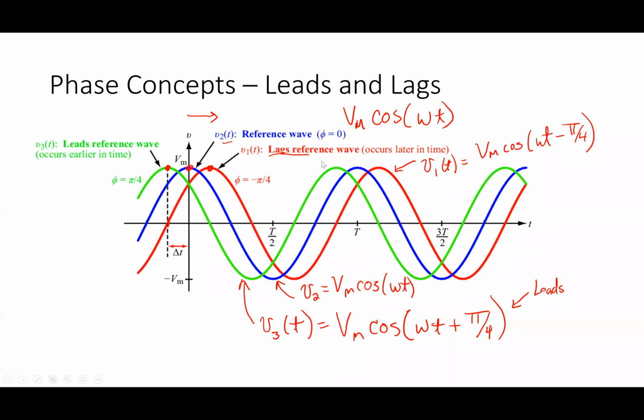So basically what that says, the way I think about this is the red one is lagging the blue one. The green one is leading. If I just think of everything as a cosine, the peak of the green one happened earlier, right? So it's leading, it happens earlier in time, whereas this guy's lagging, it happens later in time. We use those terms a lot, especially when we start talking about things in power, which we'll do later in the semester.